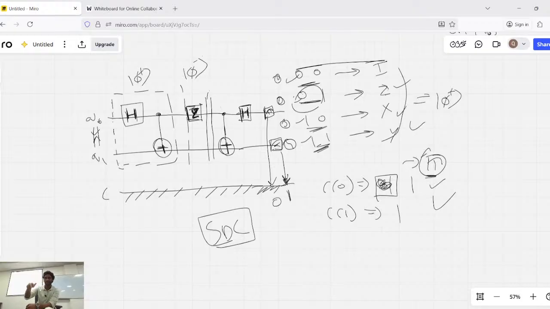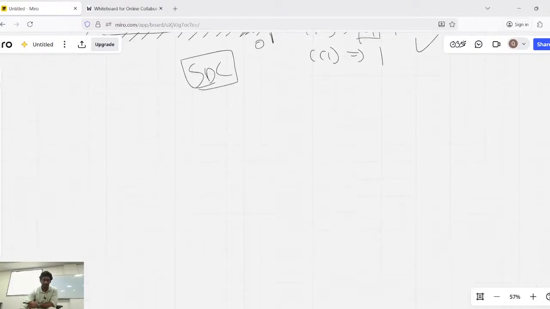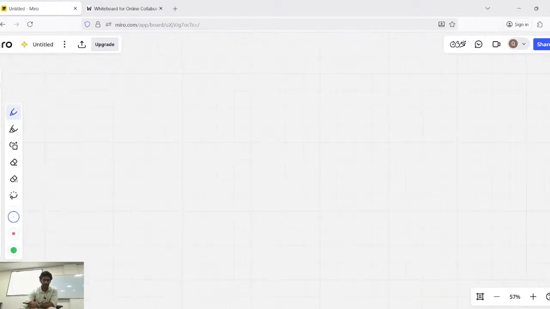And this gives the basic rise to my data encoding concept. Basic of data encoding, like the very basic form of how I can represent the classical data in quantum. This is how I can do it. Okay? So this is the concept of SDC and everything. Now, there is one more concept which is called quantum teleportation.